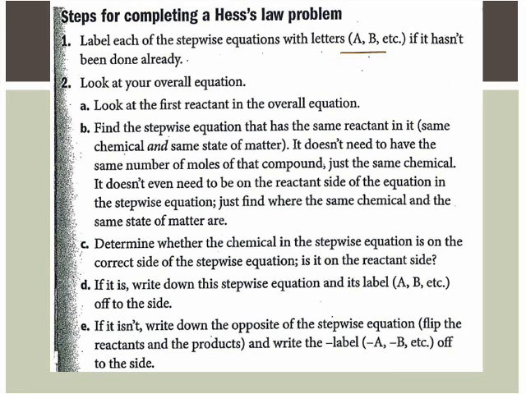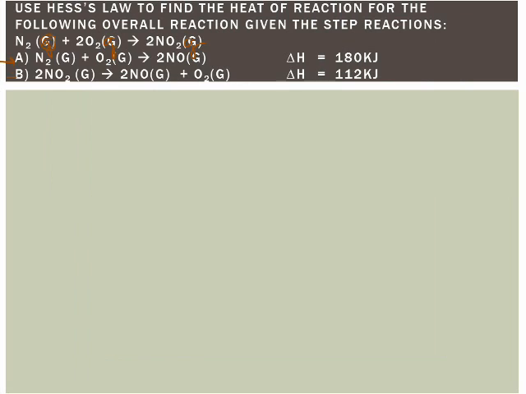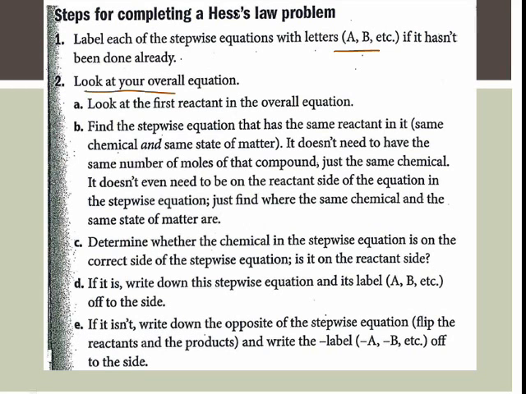It says label each of the steps A, B, etc. if it hasn't been done already. Okay, A, B, they have been done. So, okay, let's go to step 2. Look at your overall equation. Look at the first reactant in the overall equation. Find the stepwise equation that has the same reactant in it, the same chemical and same state of matter. Now, it doesn't need to have the same number of moles of that compound, just the same chemical and the same state. It doesn't even need to be on the reactant side of the equation. Just find where the same chemical and the same state of matter are.